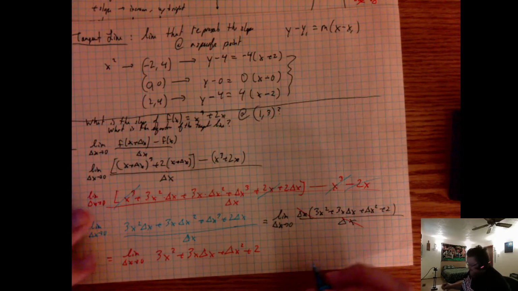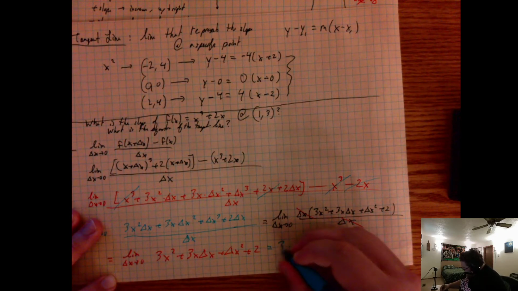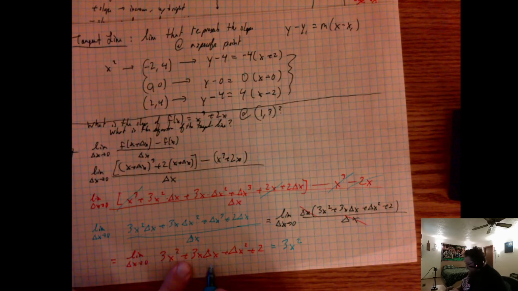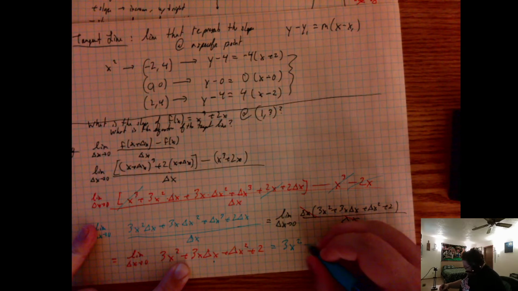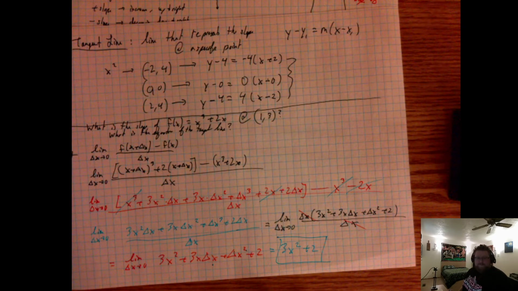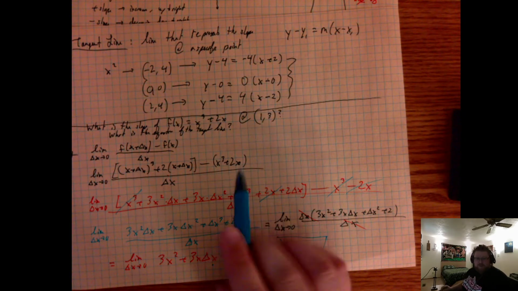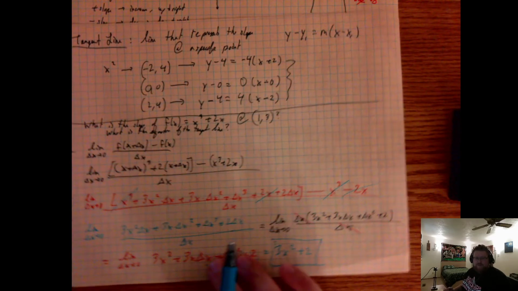And at that point, I can actually do the limit where I plug in 0. So 3x squared is just 3x squared. 3x times 0 would be 0. 0 squared would be 0. Plus 2 would just be plus 2. So this is my slope generating function for x cubed plus 2x. This is the slope generating function.